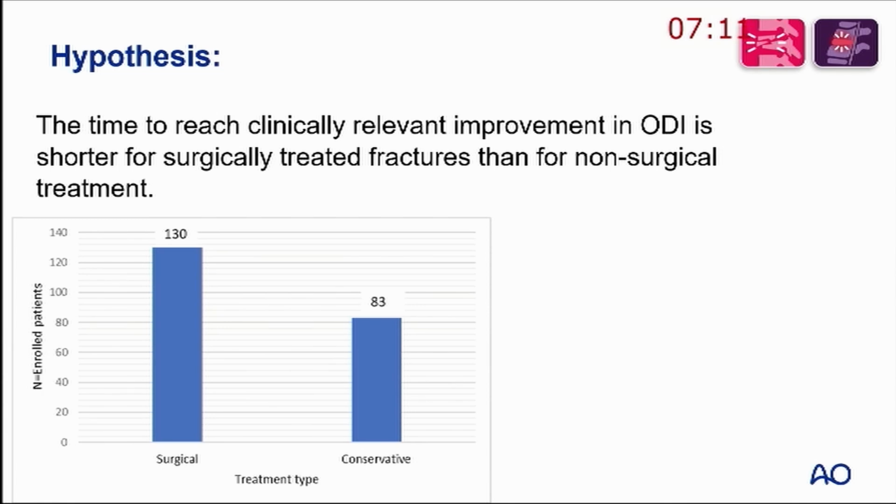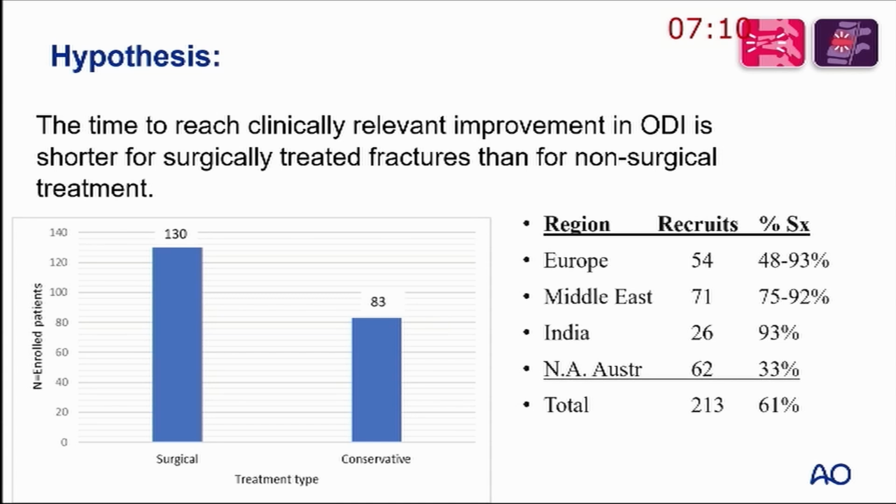The groups were allocated a little bit more surgically than conservatively, and you can see Europe, Middle East, and India, we're on the same page, right? Most of our patients will get surgery. However, North America and Australia most likely treat them conservatively. This gives us something to work with.